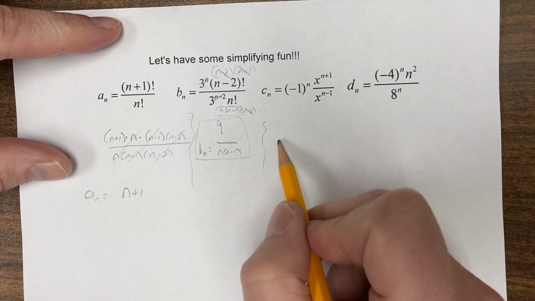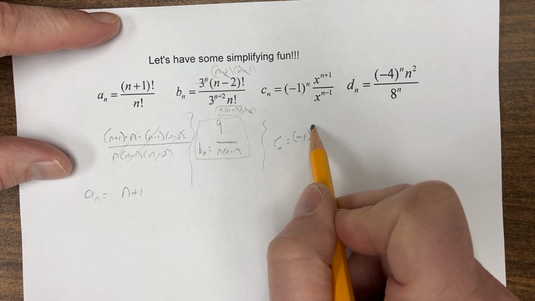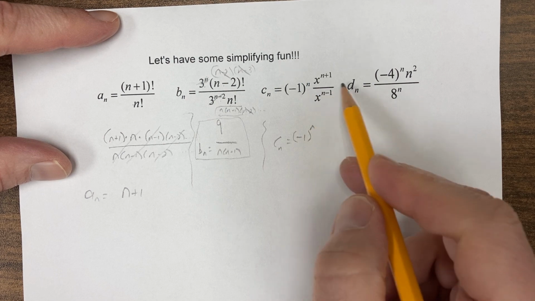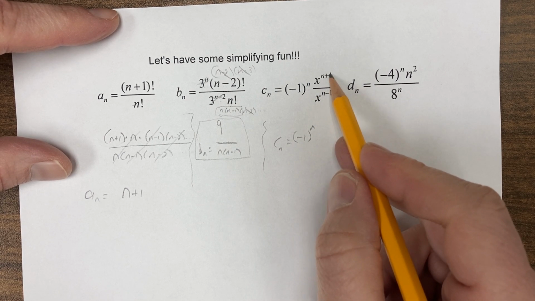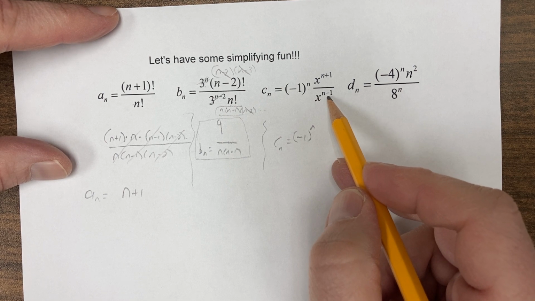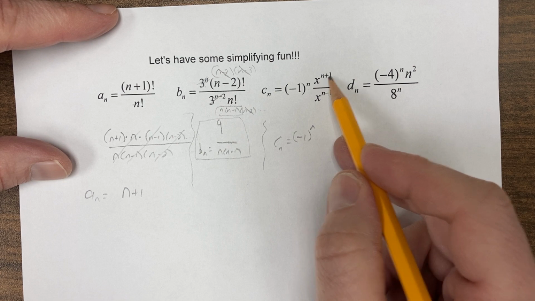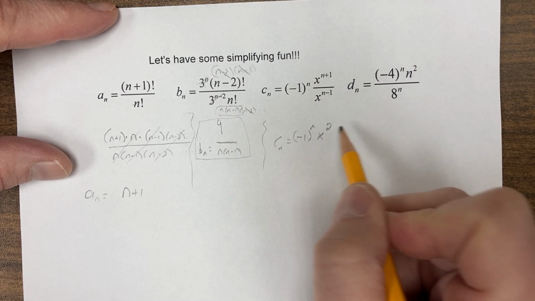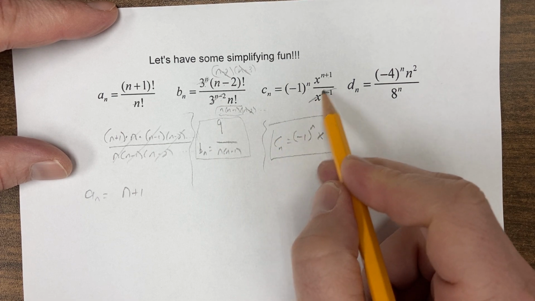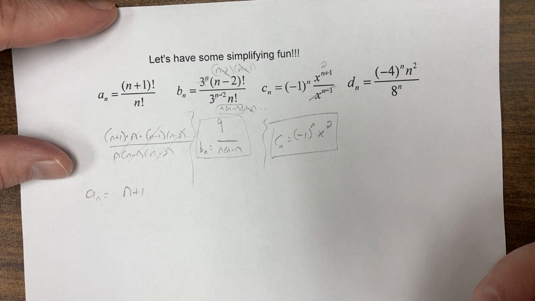For c sub n, right, we have this negative 1 to the n. It really doesn't do anything. There are no other numbers or anything like that, so we'll leave that. We have a certain number of x's on top and a certain number on the bottom. Notice how we have 2 less x's on the bottom than we do on the top. So that means we're going to have an x squared left over once things cancel. Again, these x's will cancel all but 2 of those x's there, and that's where we have that.